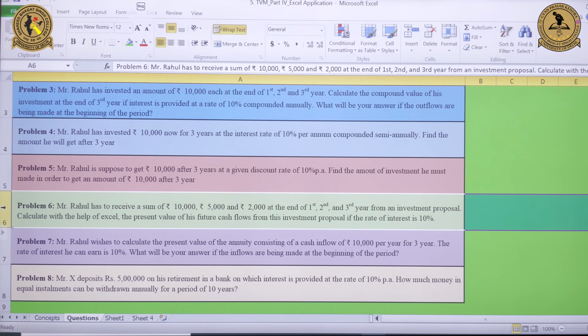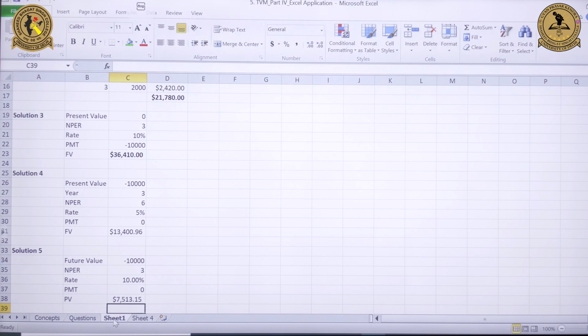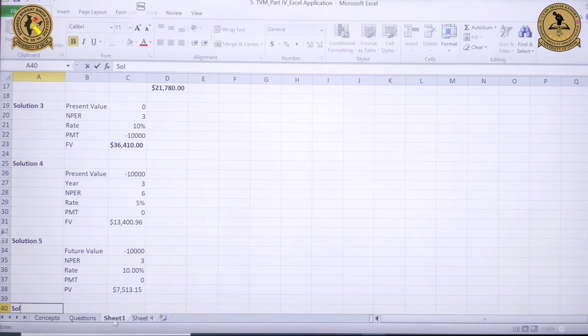Now let's focus on problem number 6, which talks about the present value of a series of unequal cash flows. Mr. Rahul has to receive a sum of rupees 10,000, 5,000 rupees and 2,000 rupees at the end of the first year, second year and third year from an investment proposal. Using MS Excel, you need to calculate the present value of the series of cash flows if the discount rate is 10%. Now in this case, I need to calculate the present value of a series of unequal cash flows. Solution 6.